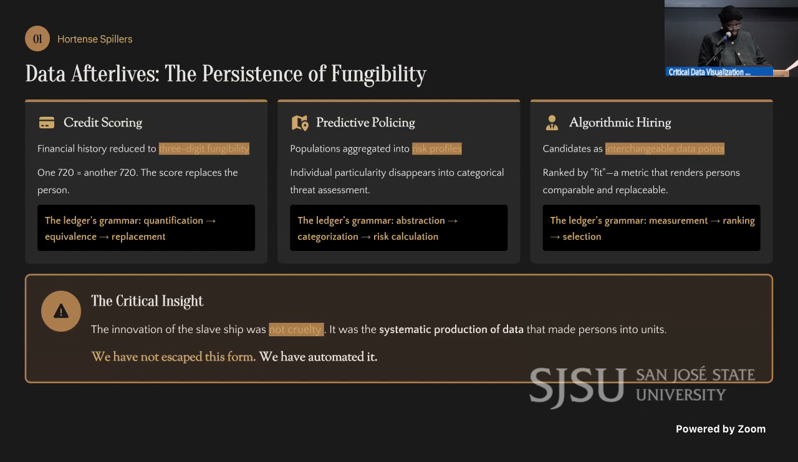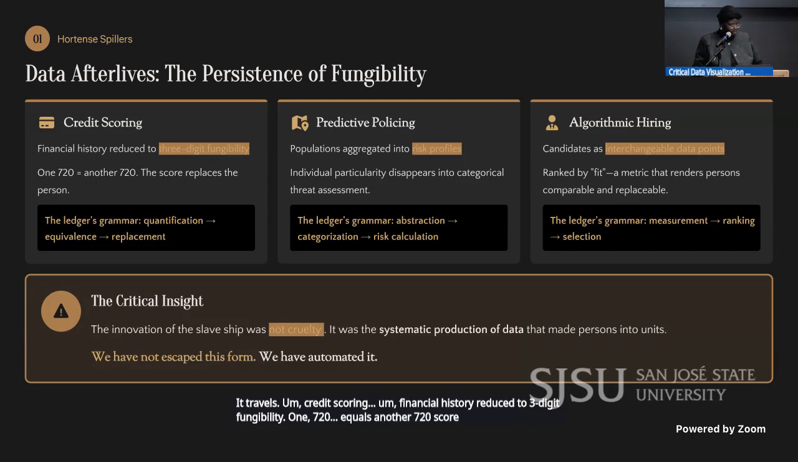The next slide is specifically going to be about the data afterlives and the persistence of fungibility. The ledger's grammar persists. Spillers' concept of fungibility does not stay on the ship, it travels. Credit scoring: financial history reduced to a three-digit number. A 720 equals another 720 score. The score replaces the story.